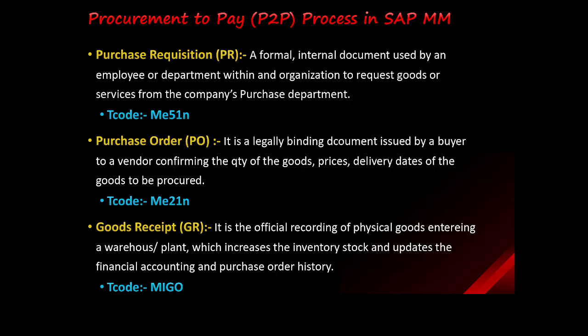Now if the PO is created, that PO will be shared with the vendor. So the vendor will deliver the goods to our location, let's say plant or warehouse. Once the material is received in the warehouse, there will be some checks, like quality checks or quantity checks of that material, and if all the quantity is met, then we will post it into the system, which is known as goods receipt. So goods receipt is an official recording of physical goods entering a warehouse or plant, which increases the inventory stock and updates the financial accounting and purchase order history.